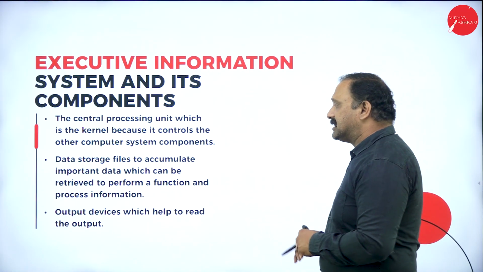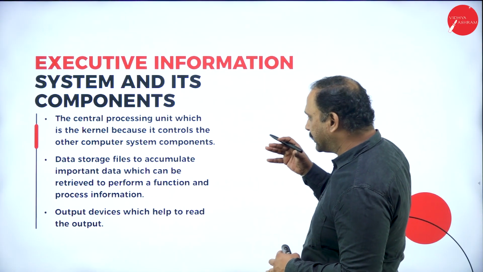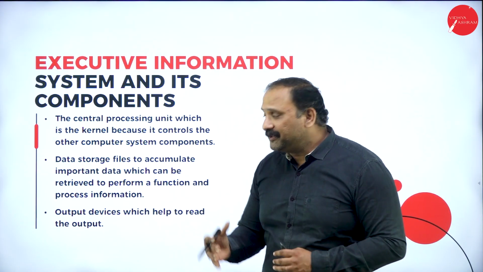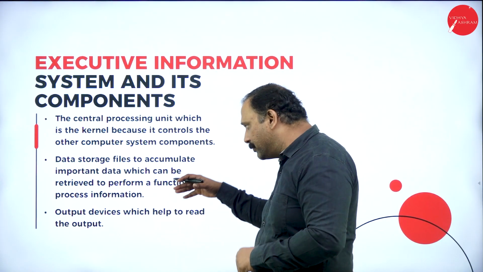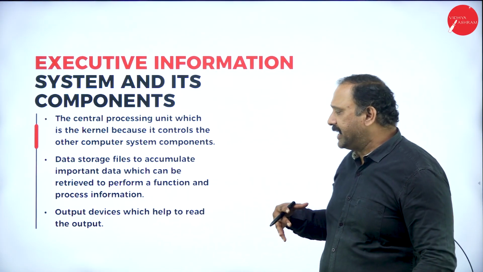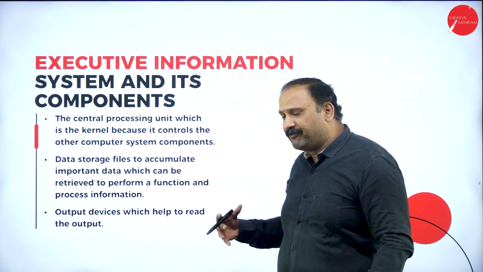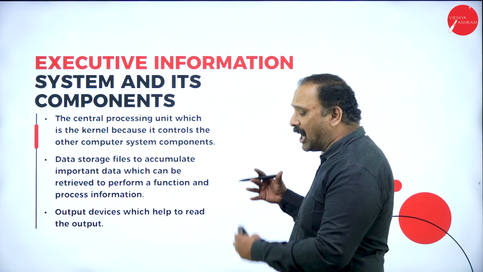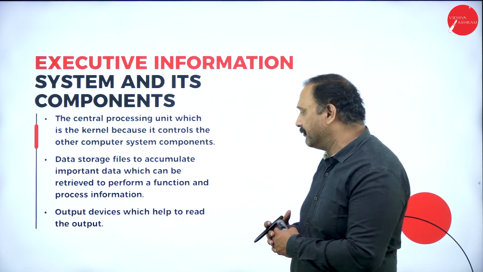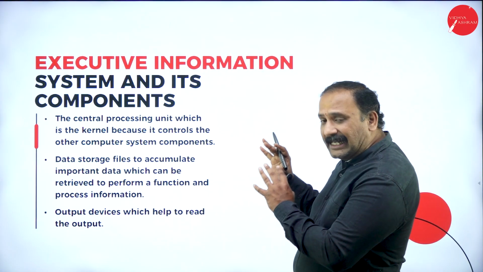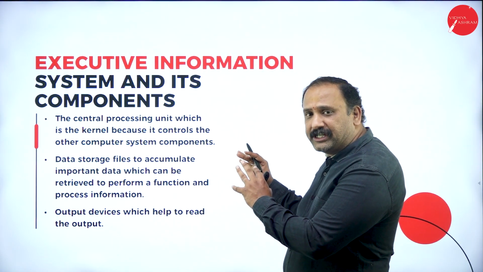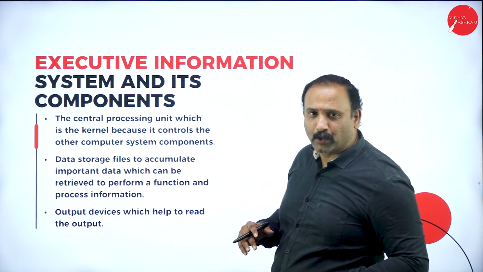Followed by which the central processing unit, which is the kernel because it controls other computer system components. Now the data storage, which is going to accumulate all the important data, and it's going to perform a function based on the output information that's going to be given. So the output devices will help to read the output. Now this is the basic ideology of an executive system that we are looking into.